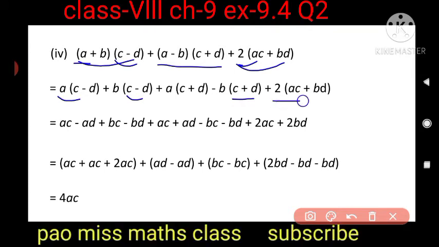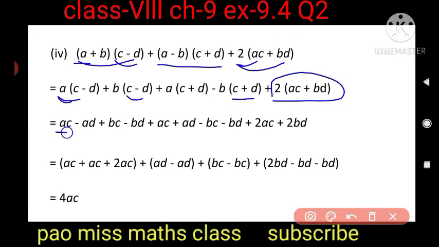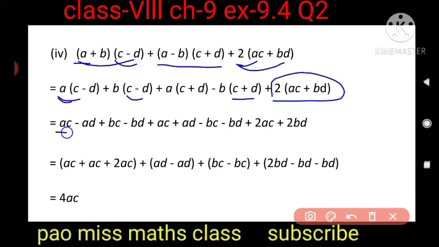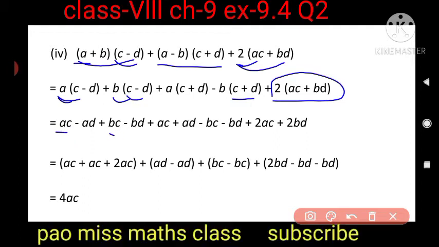So here I have kept same. In the next step I will multiply. Okay, now come to the next step. Now a into c, ac. So minus is there, so a into minus d, that means minus ad. Okay, minus ad. Plus b into c, bc. Plus minus is minus, so bd.